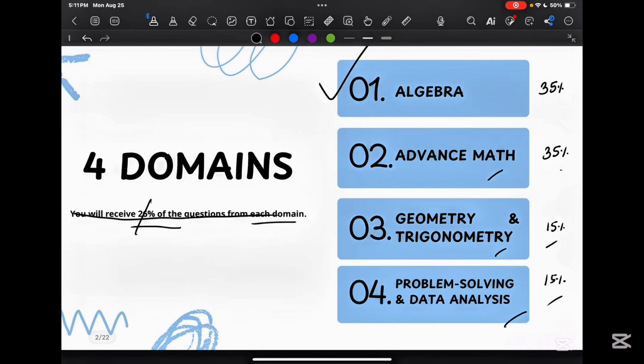So this line, please ignore this one. These are the correct ones. So just see this, okay?